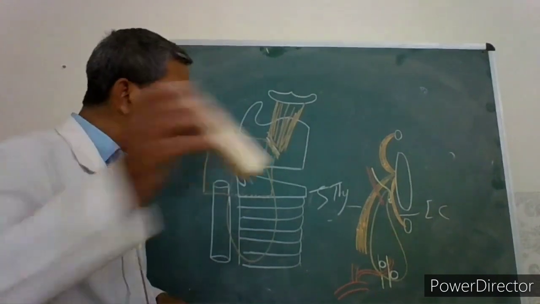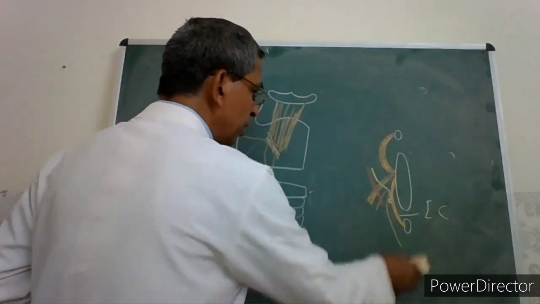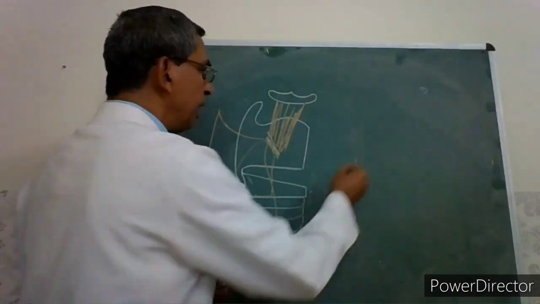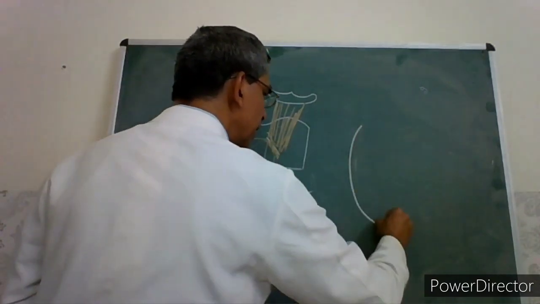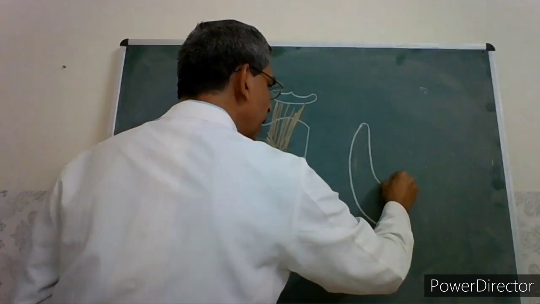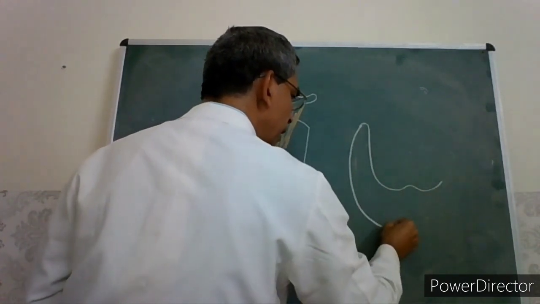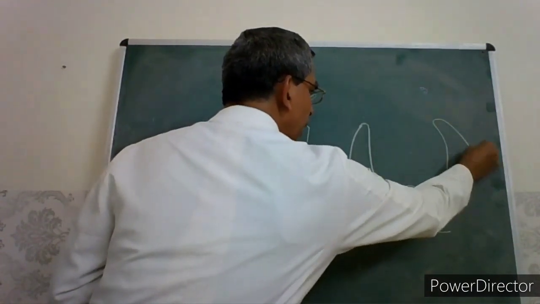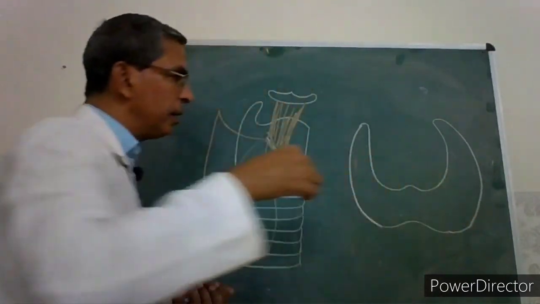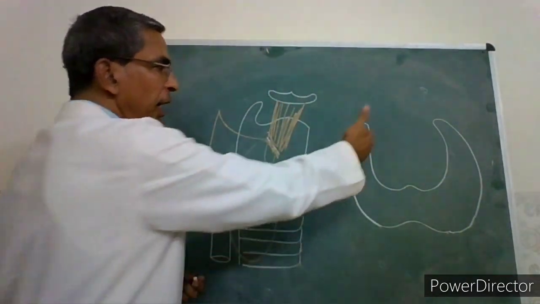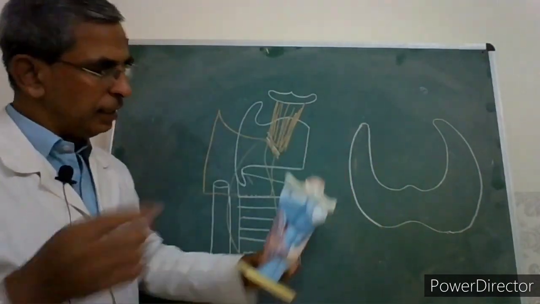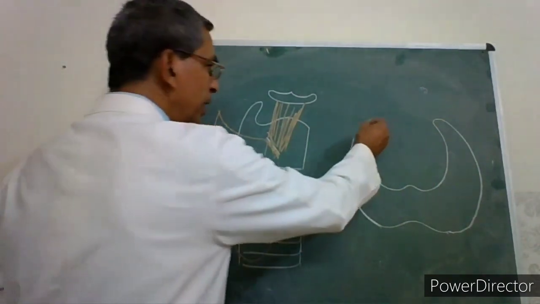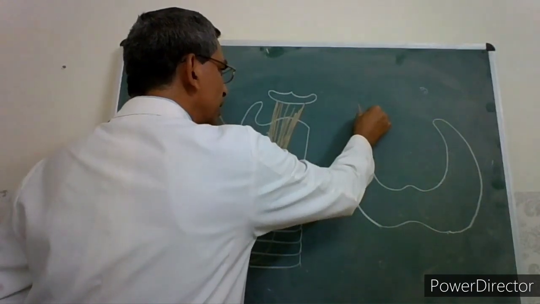Clear? Now come to the borders. What about the borders? The borders are the anterior border and the posterior border. Suppose this is the gland. Suppose this is the anterior border on the anterior side here, and this is the posterior border. Clear? What about the anterior border here? What structures run in the anterior border?